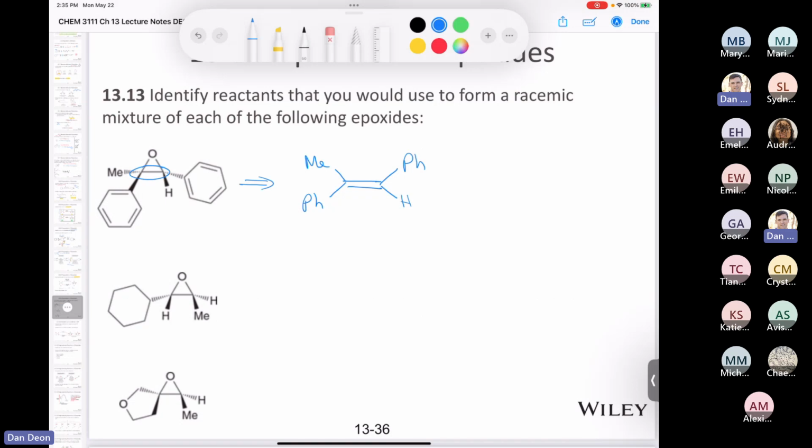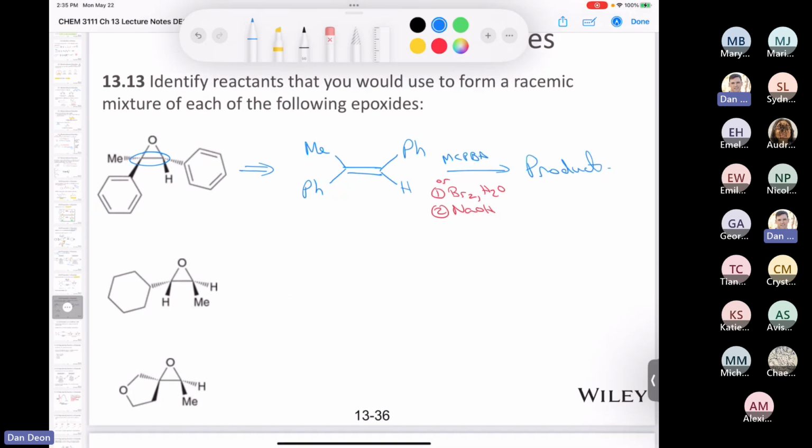And so if we had this molecule that I've drawn in blue, if we treated this with MCPBA, or if you did the halohydrin chemistry, treated with bromine and water, followed by sodium hydroxide, either one of those conditions is going to give you the product. It's going to give you a racemic mixture because the epoxide could be formed on the top face or the bottom face of the molecule, but it will work. So let's try the next one.